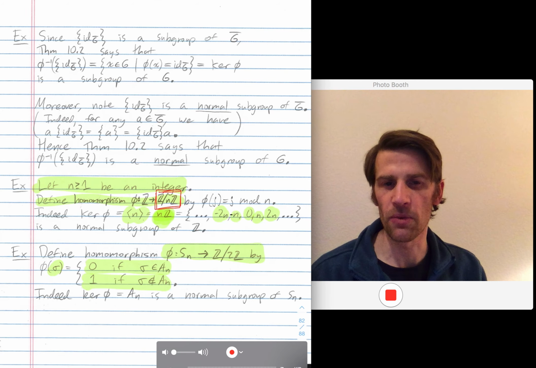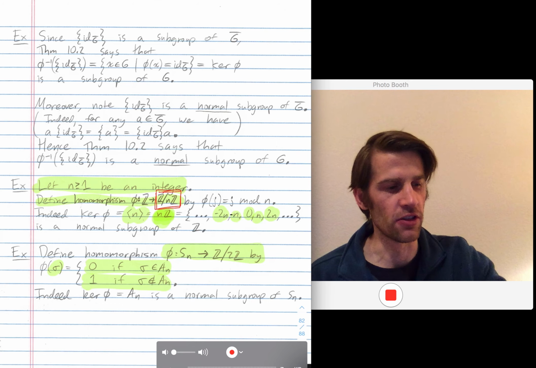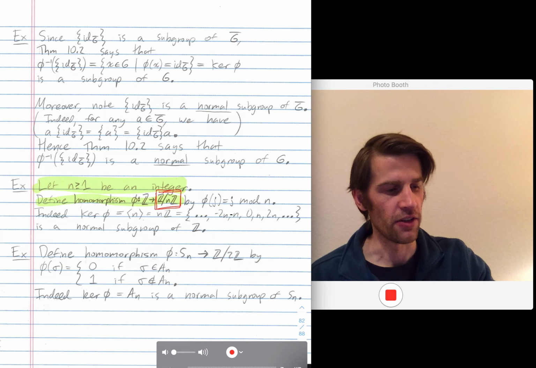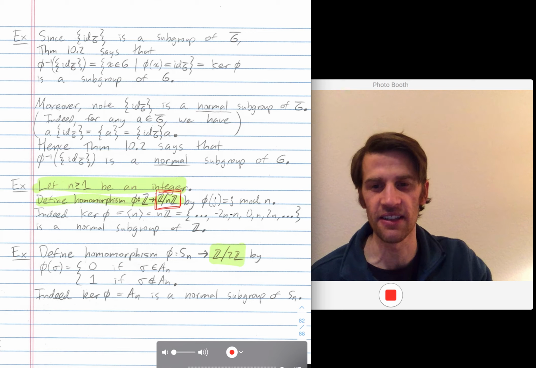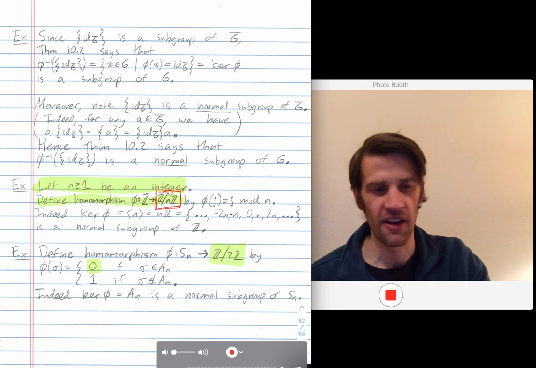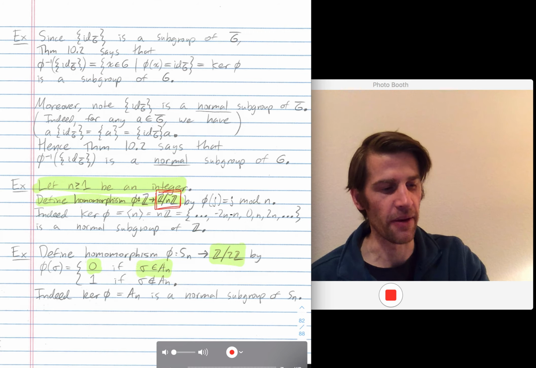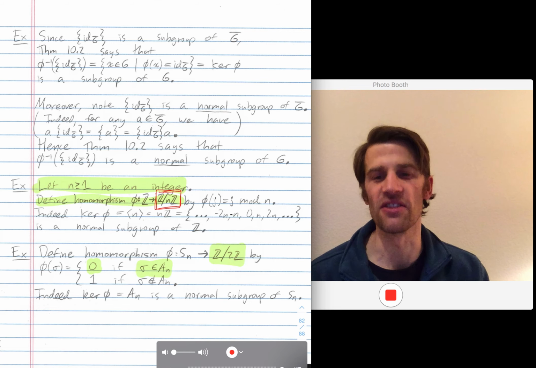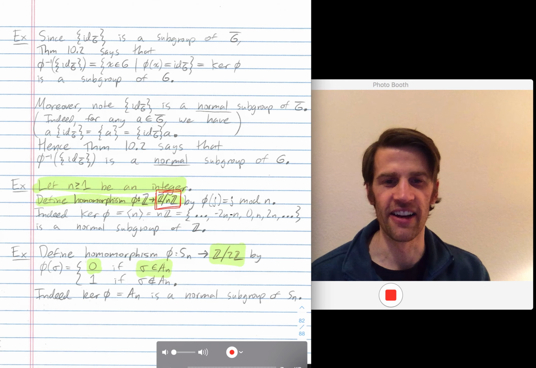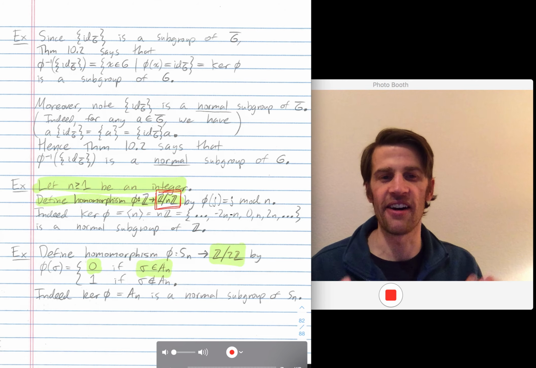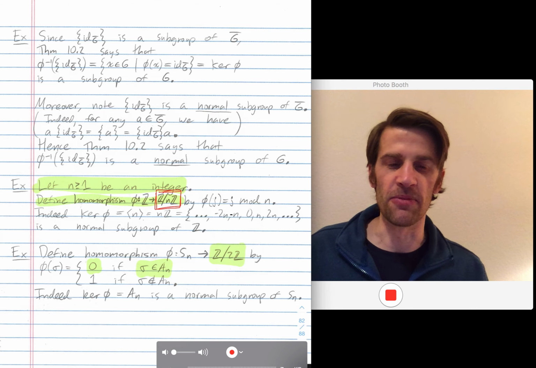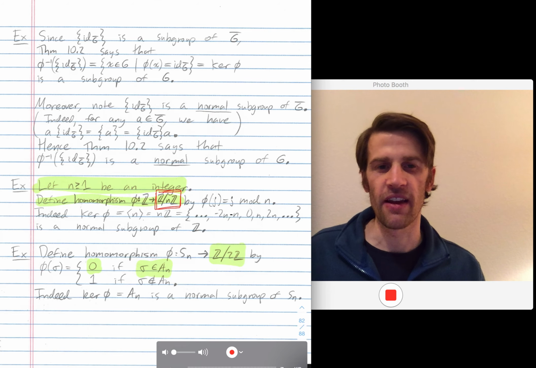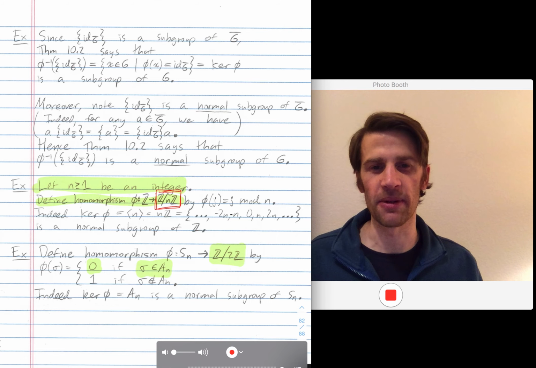But what's the kernel of this homomorphism? The kernel of this homomorphism is pretty clear. It's just all the things mapping to the identity in Z mod 2Z, i.e. all the things mapping to 0. Well, that's just the alternating group. So I told you previously that the alternating group is always a normal subgroup of the symmetric group. Here's a different way of thinking about that. We found a group homomorphism where the alternating group is the kernel of that homomorphism. And since kernels are always normal, so is the alternating group. It's a normal subgroup of the symmetric group.